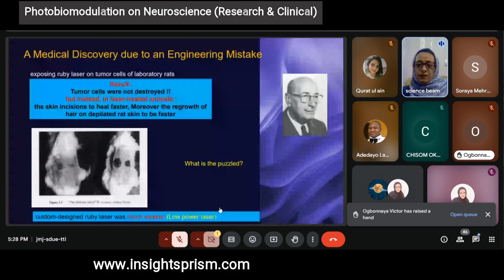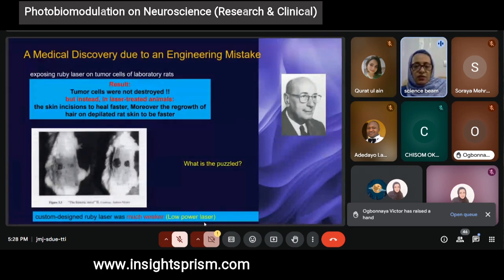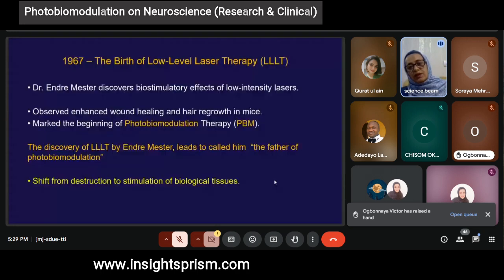This is what Andrew Mester was trying to solve. He understood that the custom-designed ruby laser that he had ordered was supposed to be a high-watt laser, but after examining the laser, it was just a milliwatt laser. A laser at low power means we are dealing with some kind of new approach.